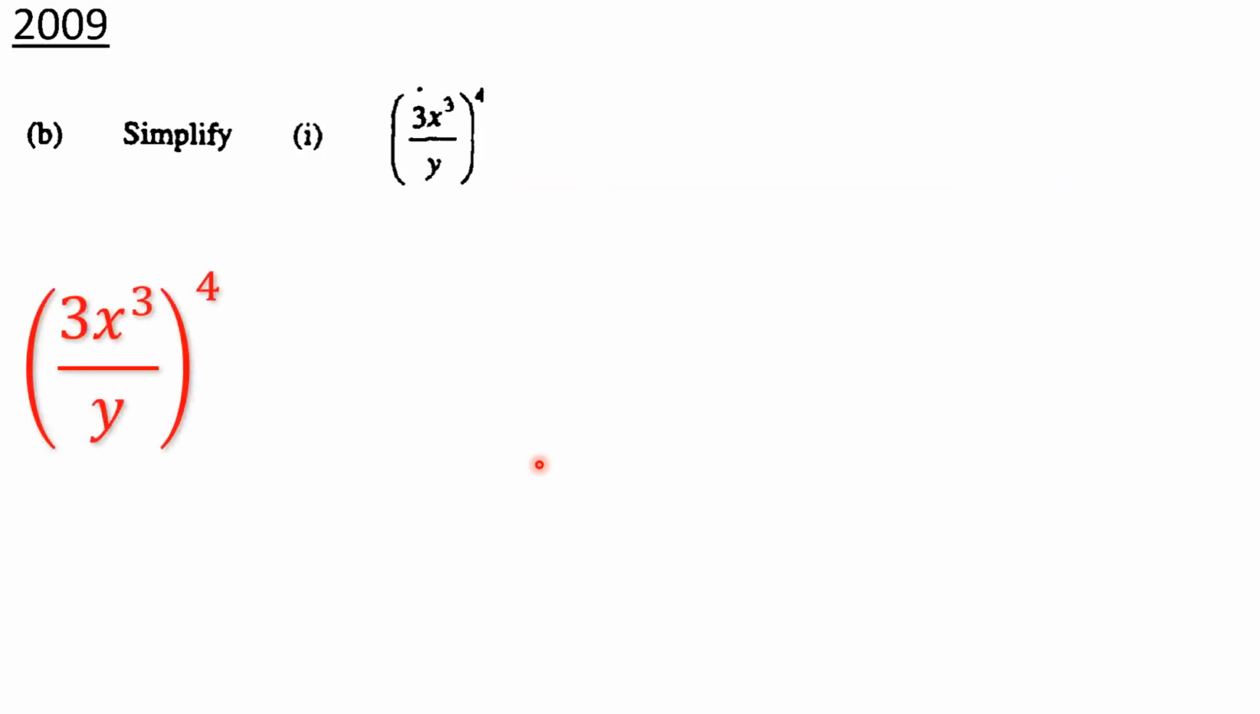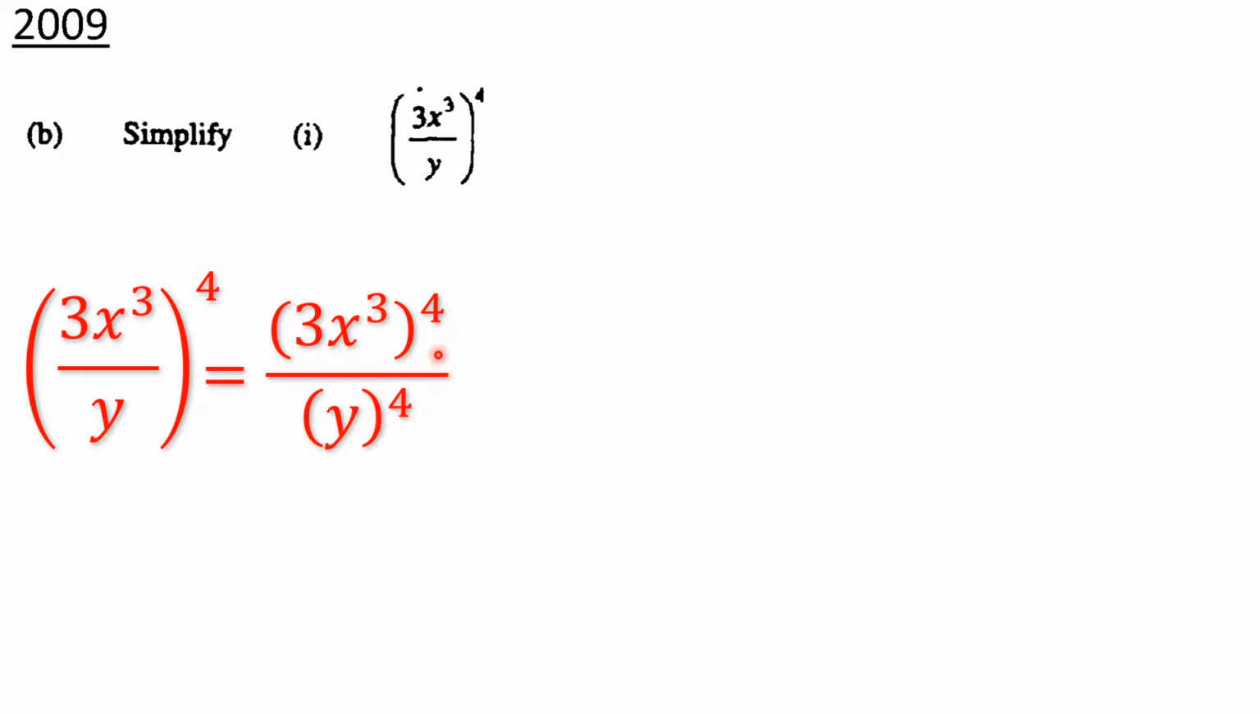Here we have 3x to the third power all over y, all raised to the fourth power. We're going to take the 4 and send it to the top, and we're going to take the 4 and send it to the bottom. And so we have 3x raised to the power of 3, and our whole thing is raised to the power of 4, and we have y to the power of 4.